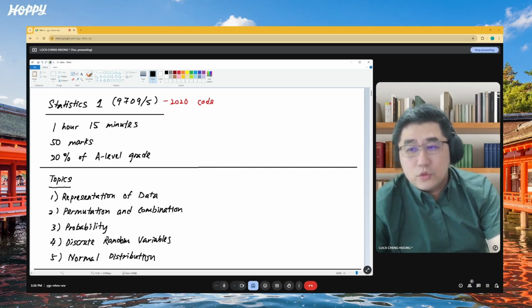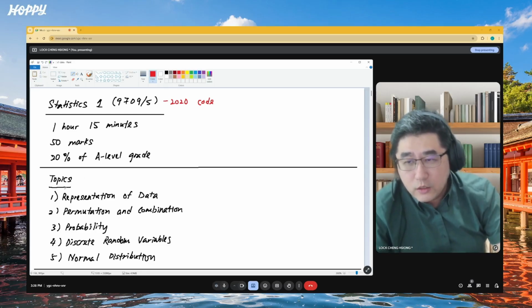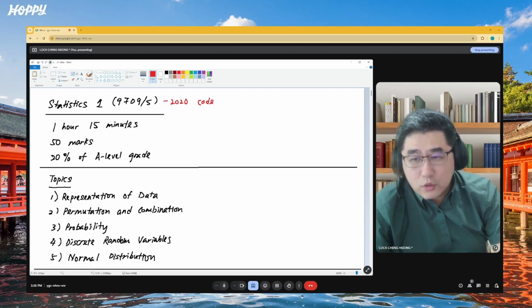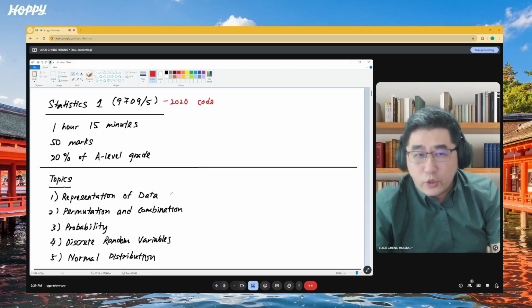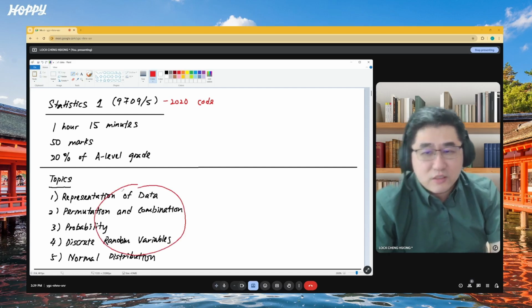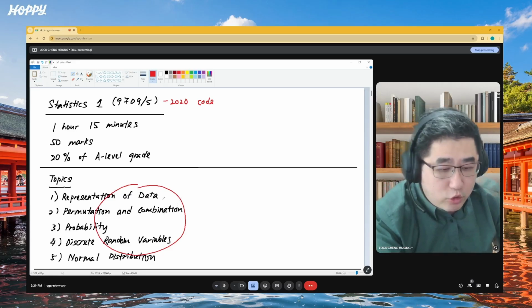The topics that we have for statistic 1 are representation of data, permutation and combination, probability, discrete random variable, and normal distribution. For your information, as topics, they are all interrelated. You cannot say that you learn one topic and master one topic only.